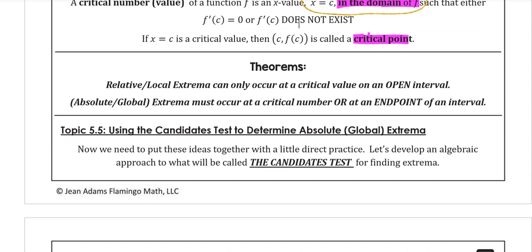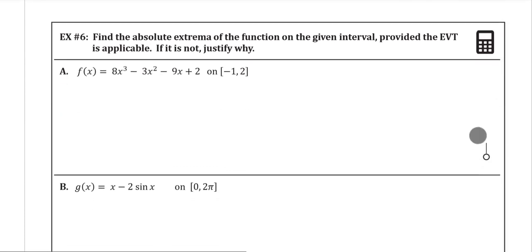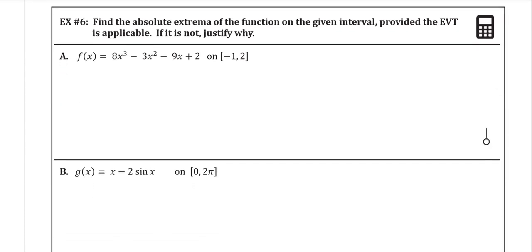Okay, now, how do we go about finding these absolute maxes or mins? One way is to use a candidates test, and what we're really doing is making a chart of possible values. So here is the process we go through. We're supposed to find the absolute extrema of the function on a given interval, provided the EVT is applicable. I never like that word. If it is not, justify why.